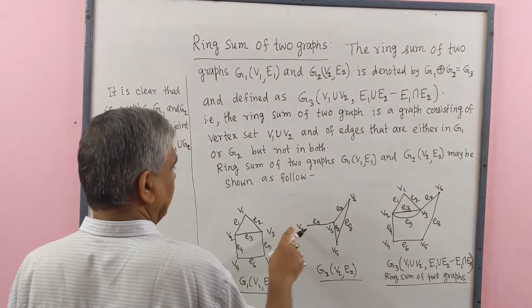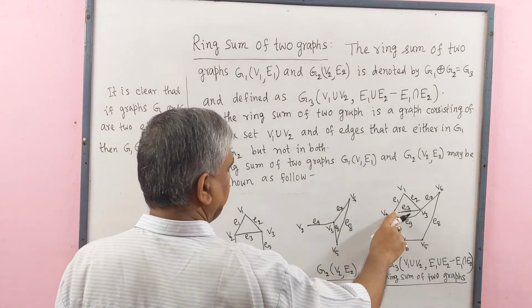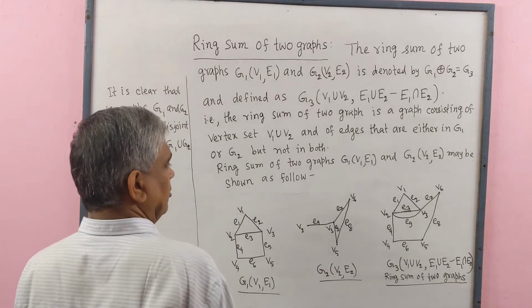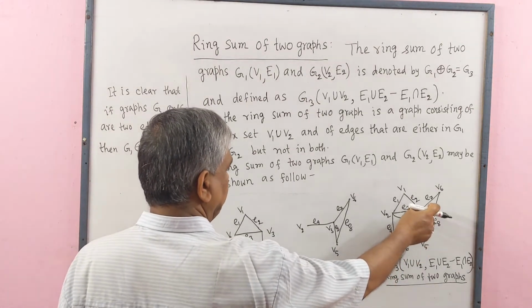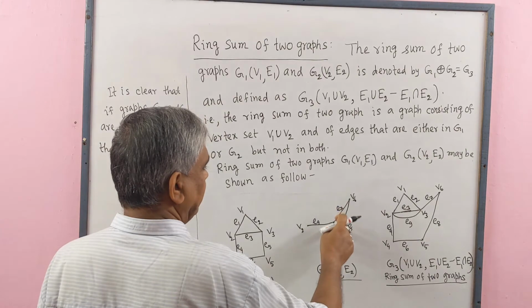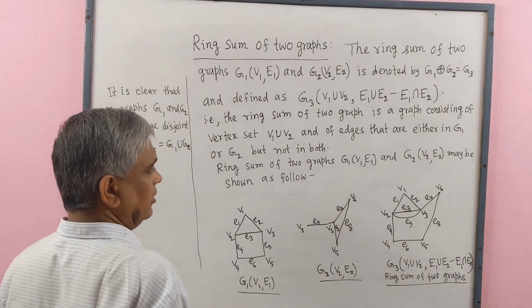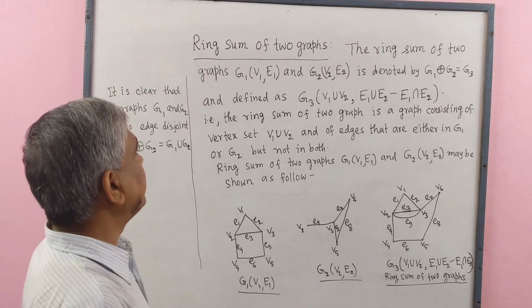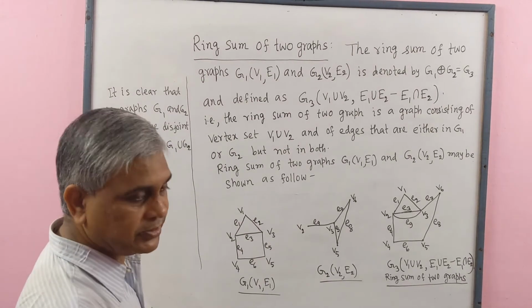E3 here and here E9. So here we write E3 and E9. Only we delete the edge E5. This is the definition of the ring sum of two graphs.